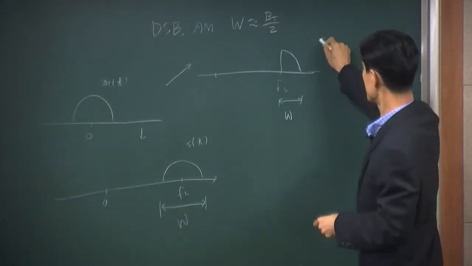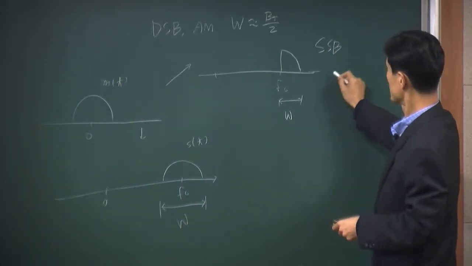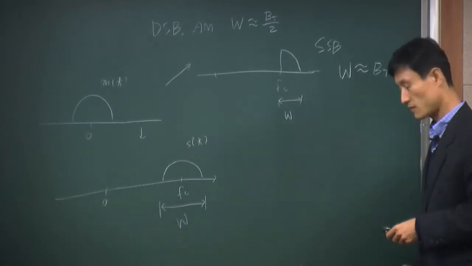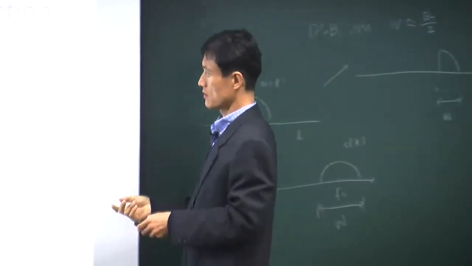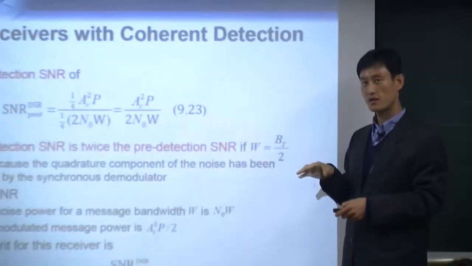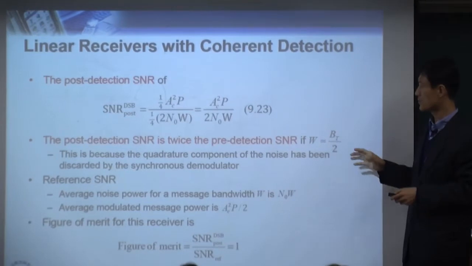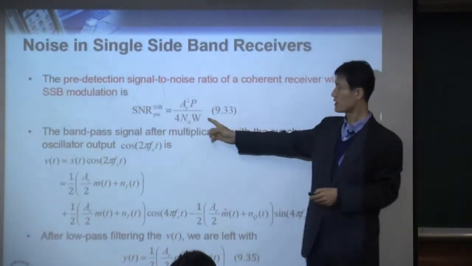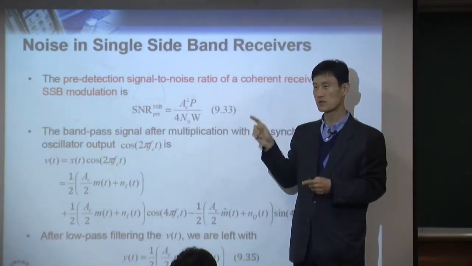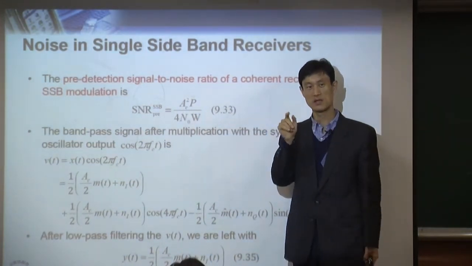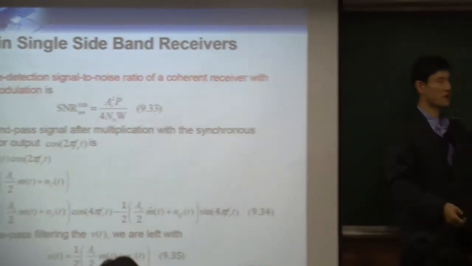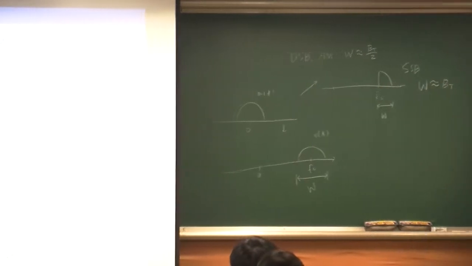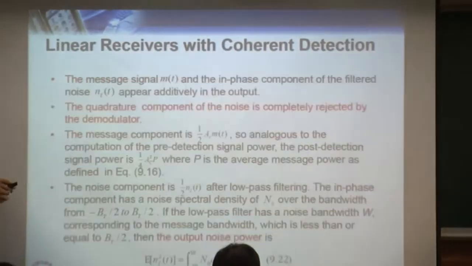But in the single sideband case, we assume that this is almost the same as B_T. Okay? For single sideband. So this is only true for double sideband or DC added amplitude modulation. But for the single sideband case, we can assume that W is almost the same as just B_T. Okay? Because we are using only half of the bandwidth for single sideband. So that's how to calculate the pre-detection SNR.